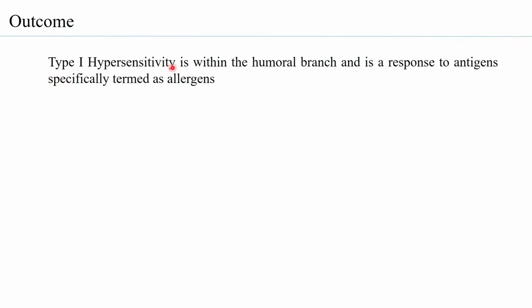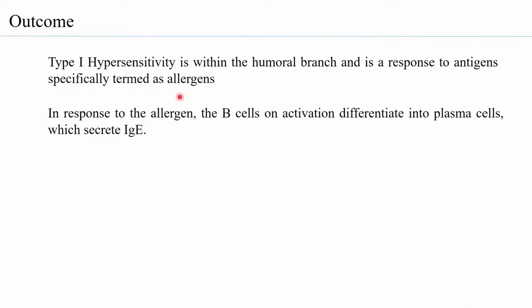Type 1 hypersensitivity is within the humoral branch. You must understand that hypersensitivity can be due to the humoral system as well as the cell mediated system, but type 1 is more associated with the humoral immune system. It is a response to antigens, specifically termed allergens.